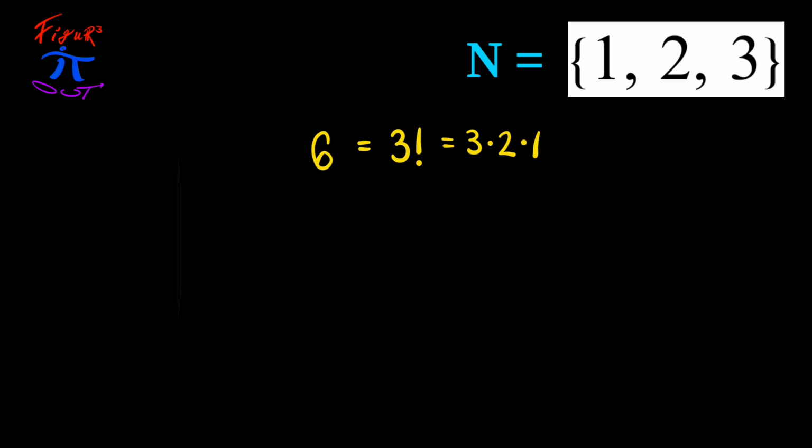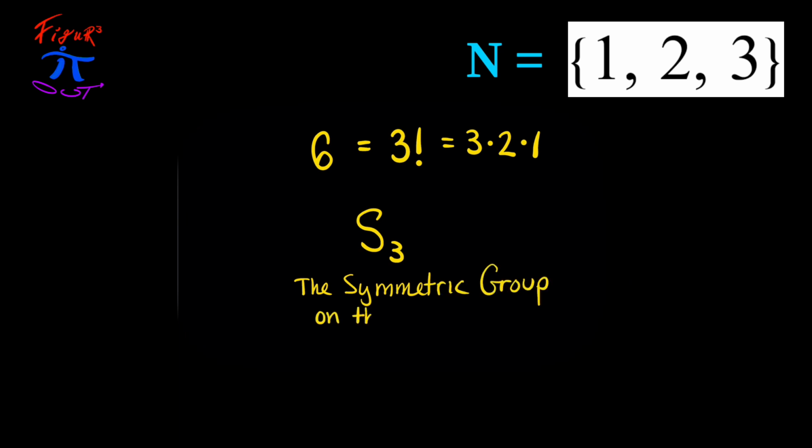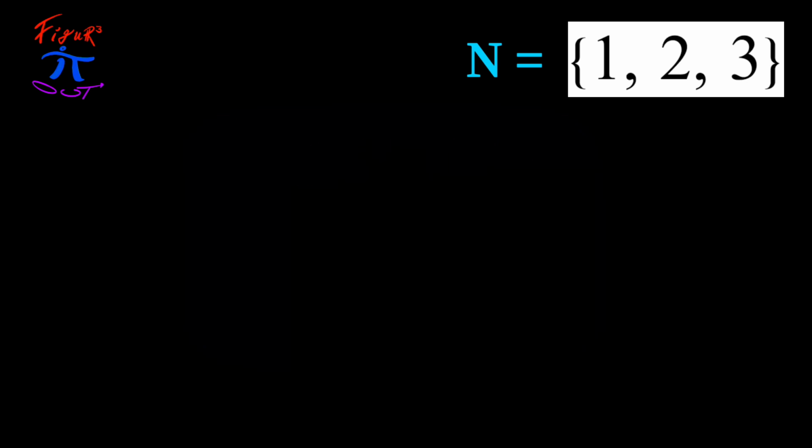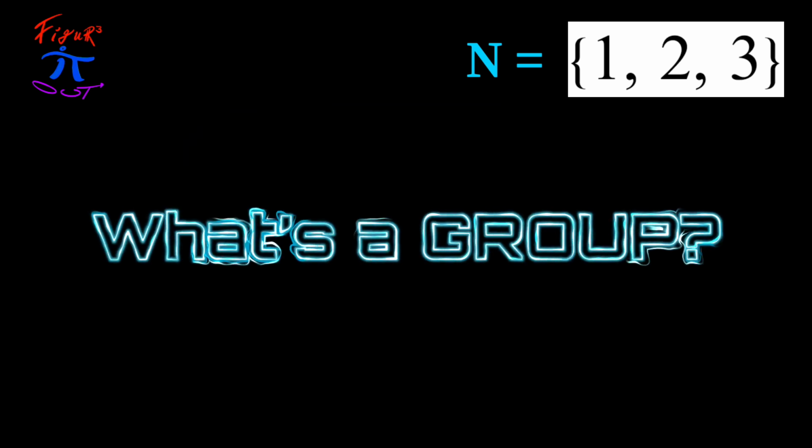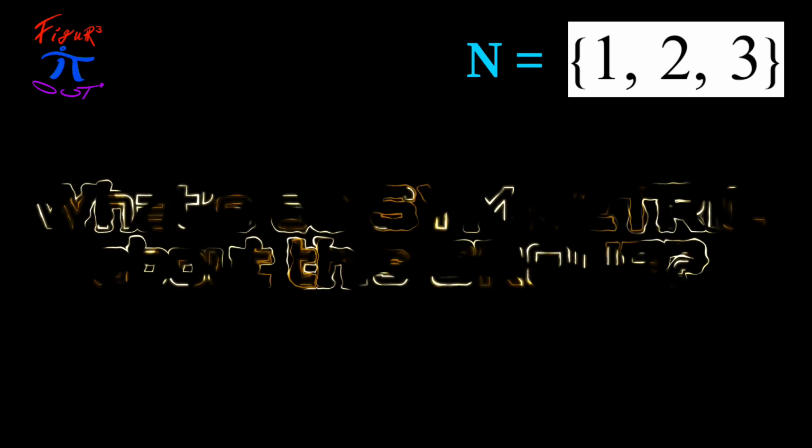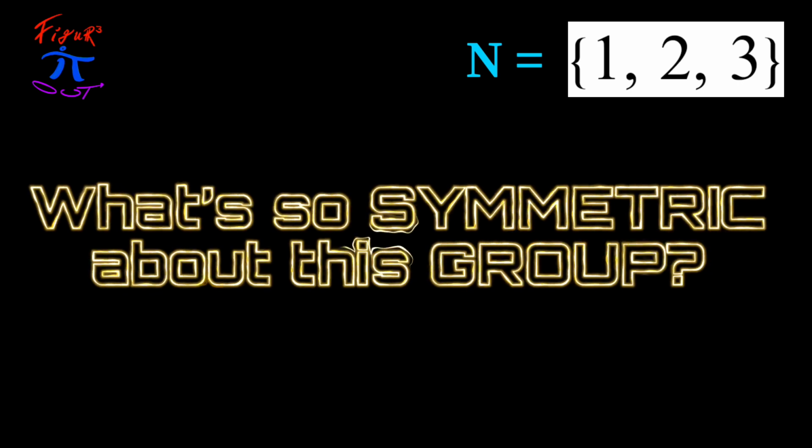The number of one-to-one functions is the same as the number of possible arrangements, and the set of all one-to-one functions on this set is called S3, the symmetric group on 3 objects. But wait. What is a group? And what makes it so symmetric? We're going to attempt to answer this question now.